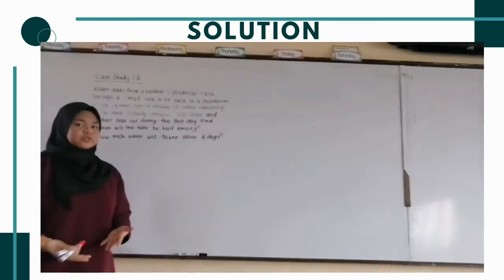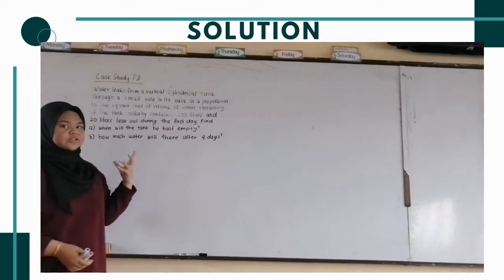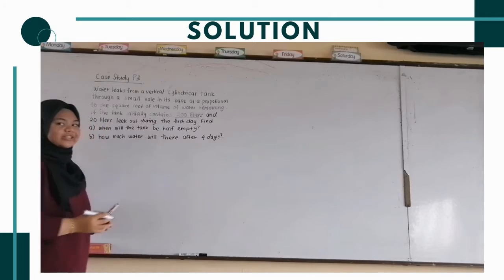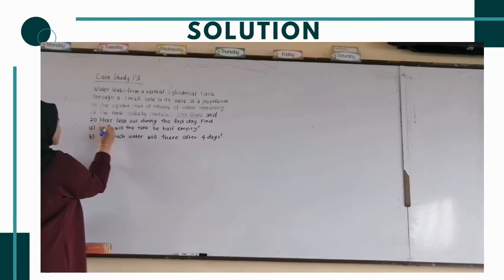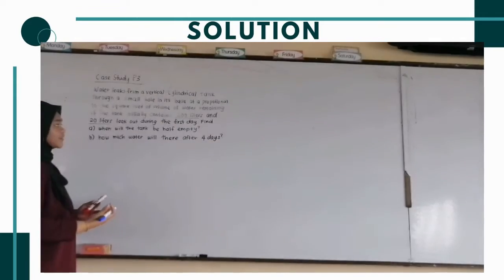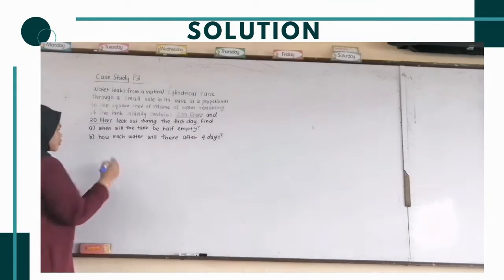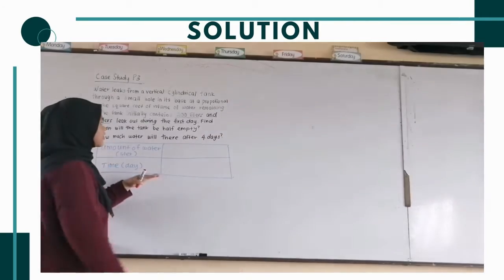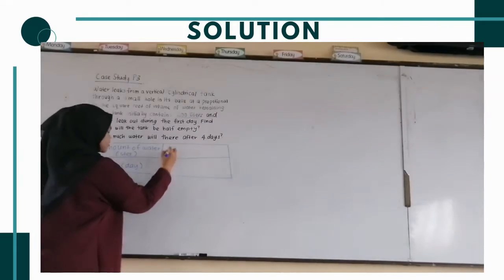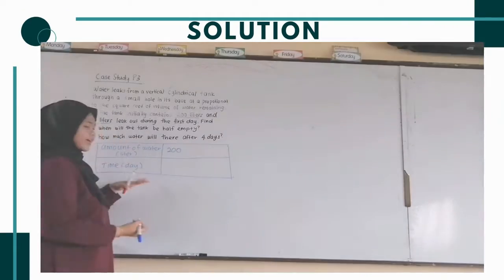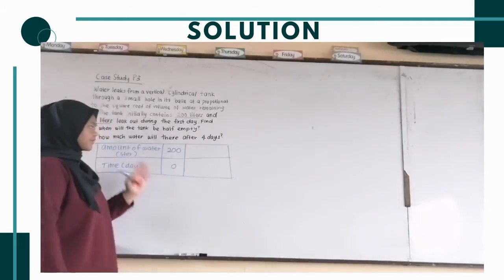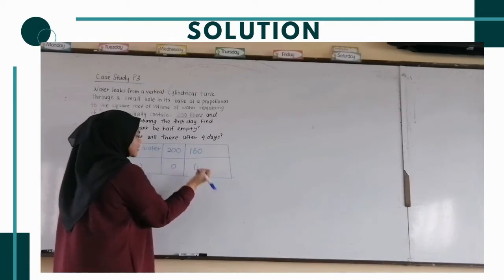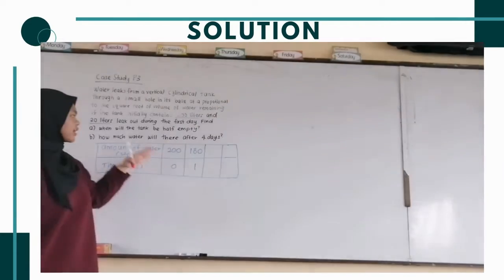The first step we need to do is list out all the information given in the question so that we can solve this problem. The initial volume of water is 200 liters, and during the first day, 20 liters of water was leaked out from the vertical cylinder. So we need to make a table. Since the initial volume of water is 200 liters, at time 0 we have 200 liters. The water leaked out 20 liters, so on the next day the volume of water remaining is 180 liters, which is time 1.